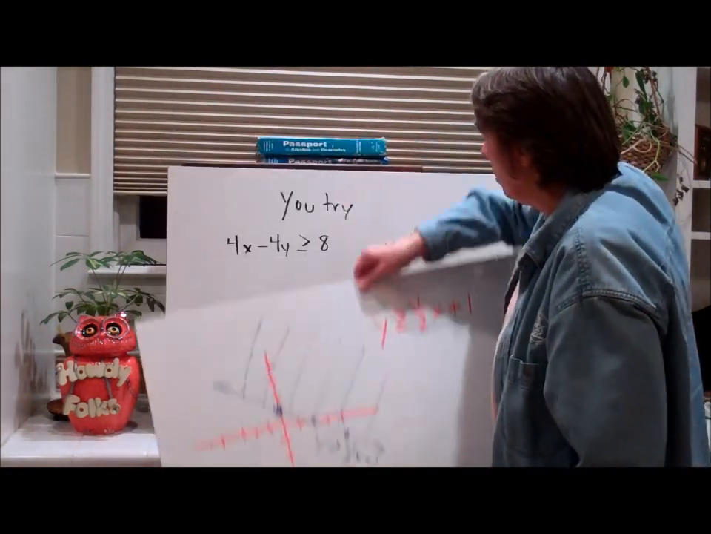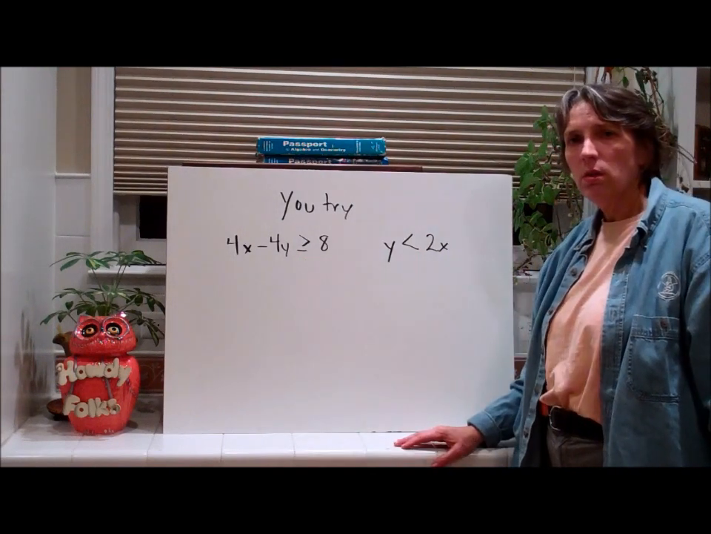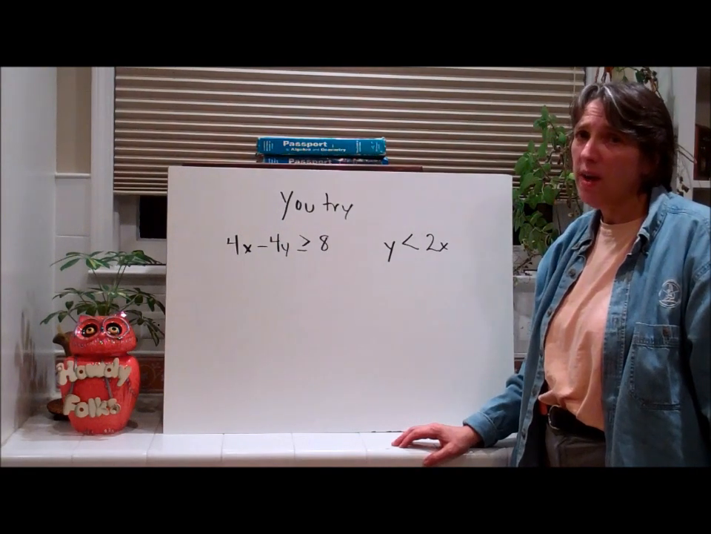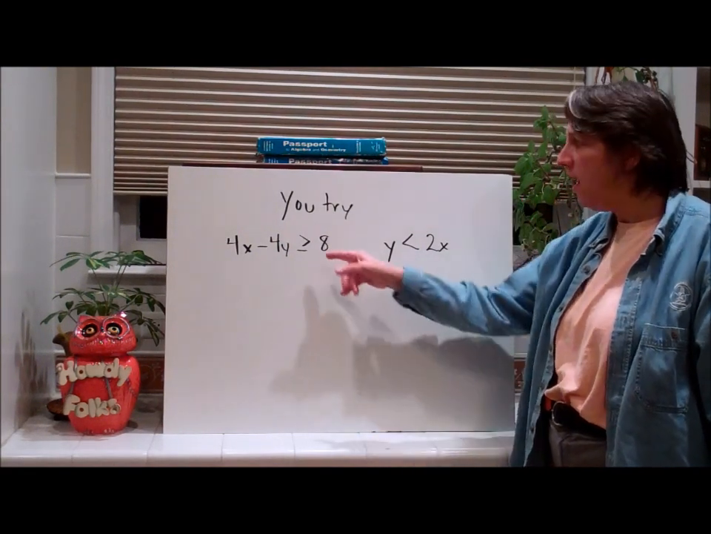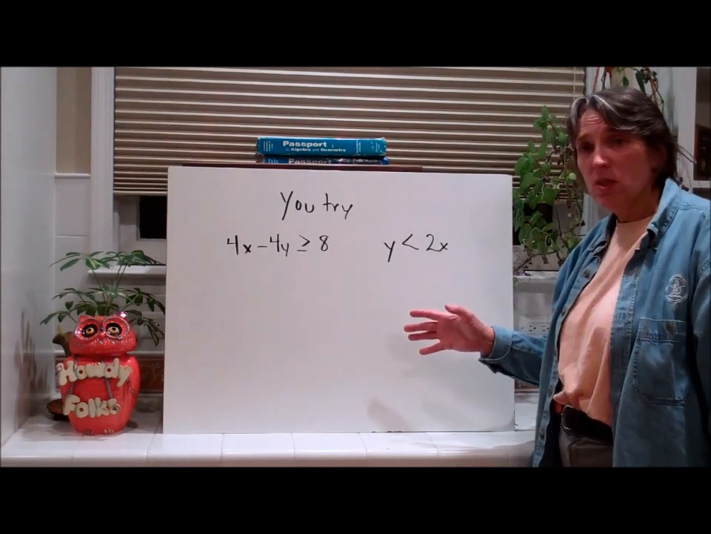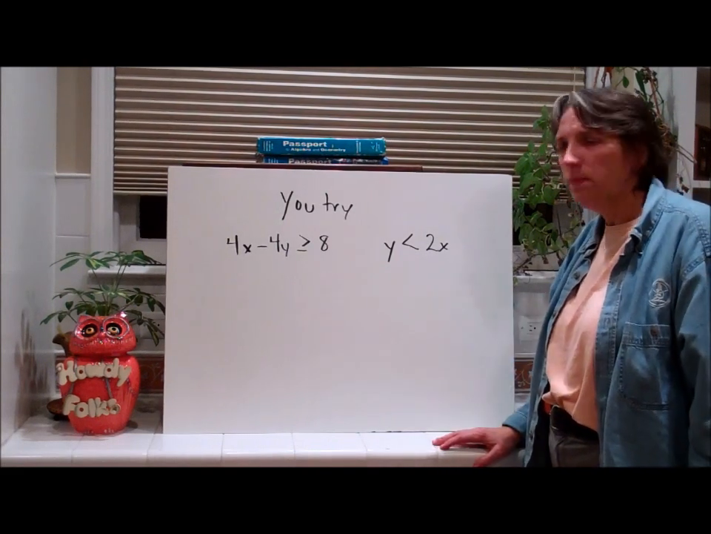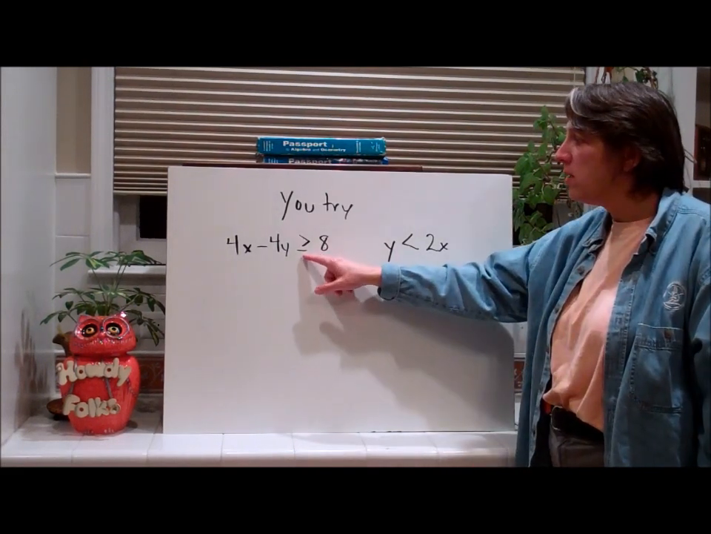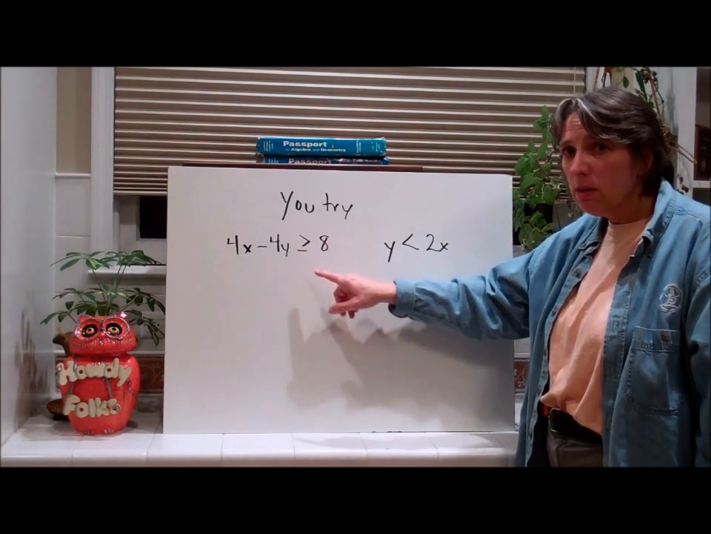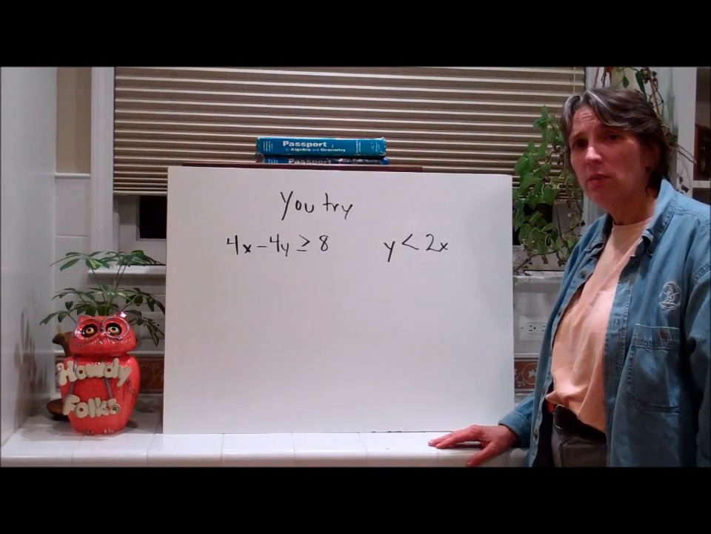I want you to try these two. Pause the video. This one's going to be hard. Hint, hint. You should see immediately it's minus 4y, so you're going to be dividing by negative 4, so what's going to happen to that sign? Write these in slope-intercept form, and then graph them. Just a quick sketch is fine. Remember, this one is what kind of line? And this one is what kind of line? Okay, pause the video, do the work, and we'll check it out.